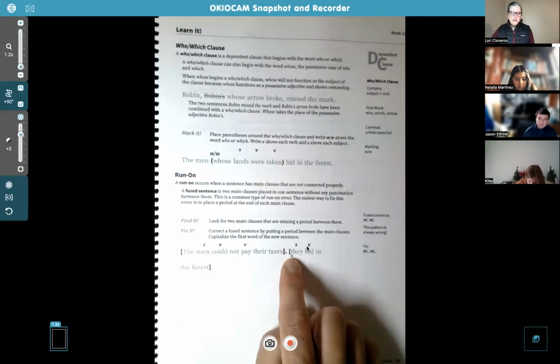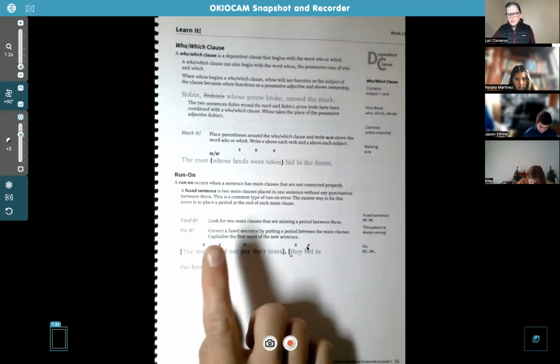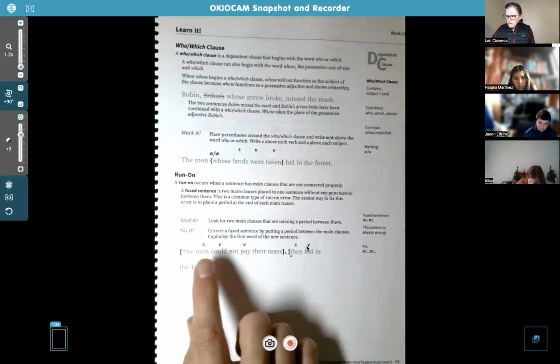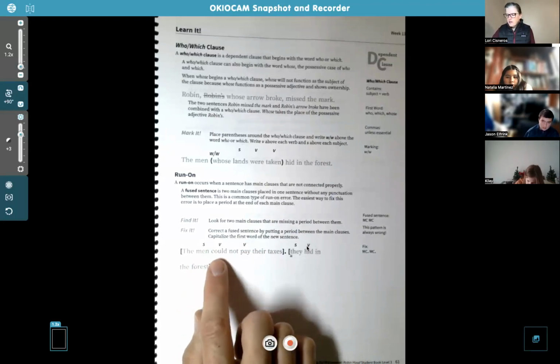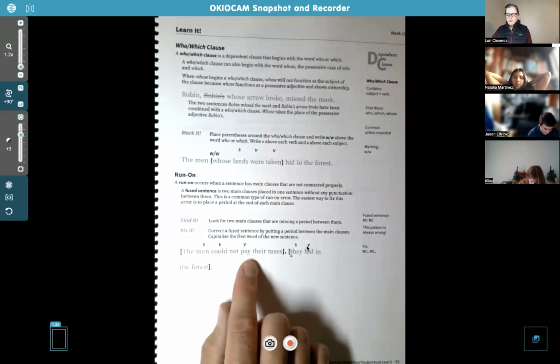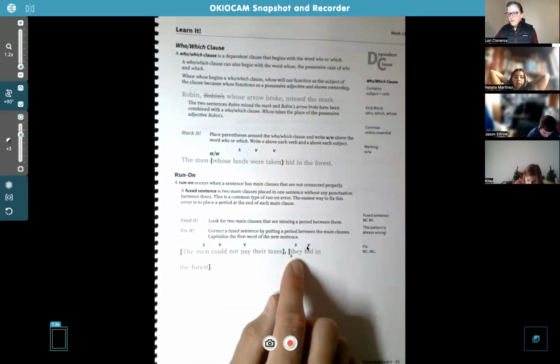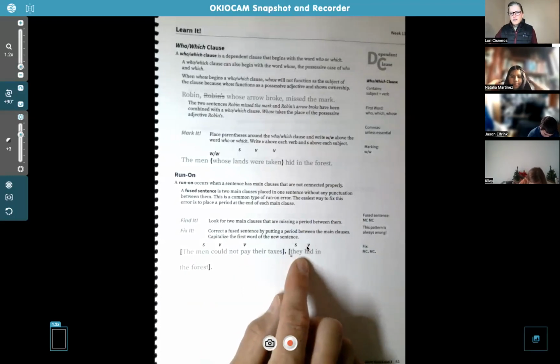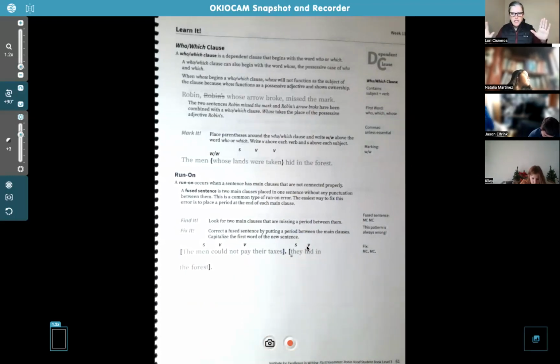And then, of course, because these are clauses, they're each going to have a subject and a verb. So we've got the men in the first clause, could not pay, those are the two verbs. And then they is the subject in the next clause, and then hid. So that's what you do: just put a period, break it up, and then mark it with brackets.